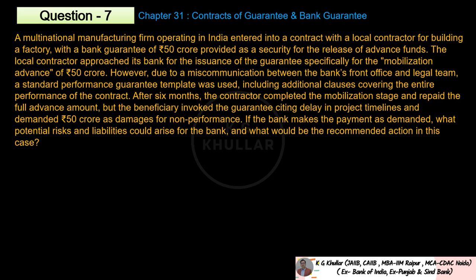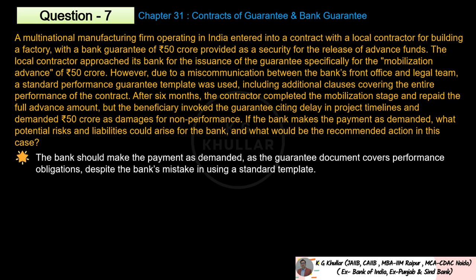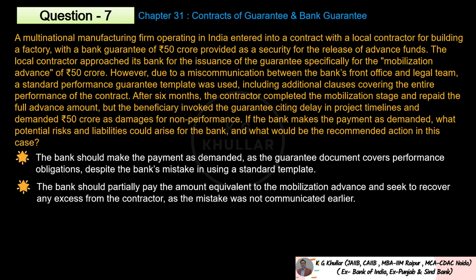And these options are given to you. The first option is, the bank should make the payment as demanded, as the guarantee document covers performance obligations despite the bank's mistake in using the standard template. Then second option B is, the bank should partially pay the amount equivalent to the mobilization advance and seek to recover any excess from the contractor, as the mistake was not communicated earlier.